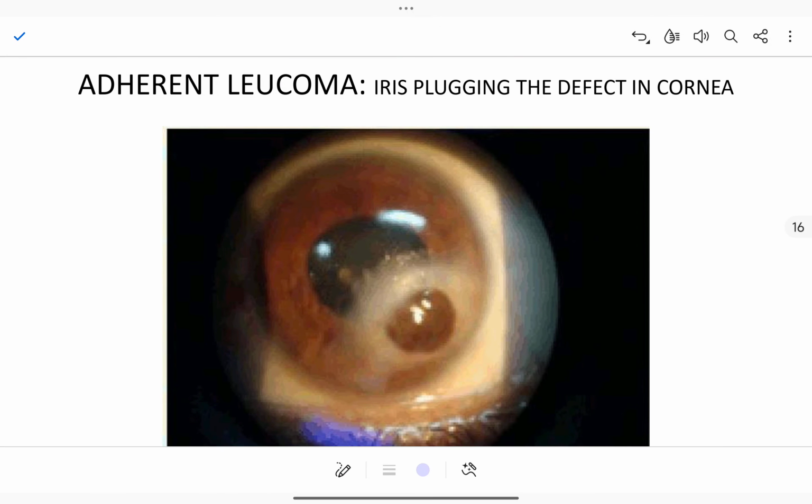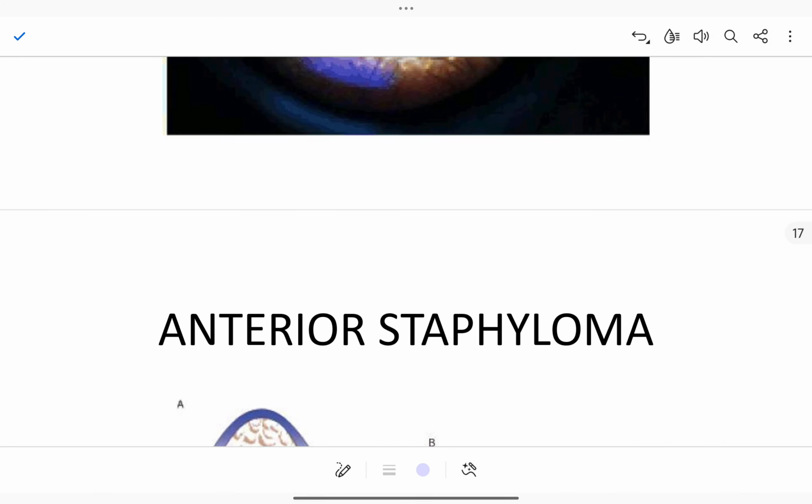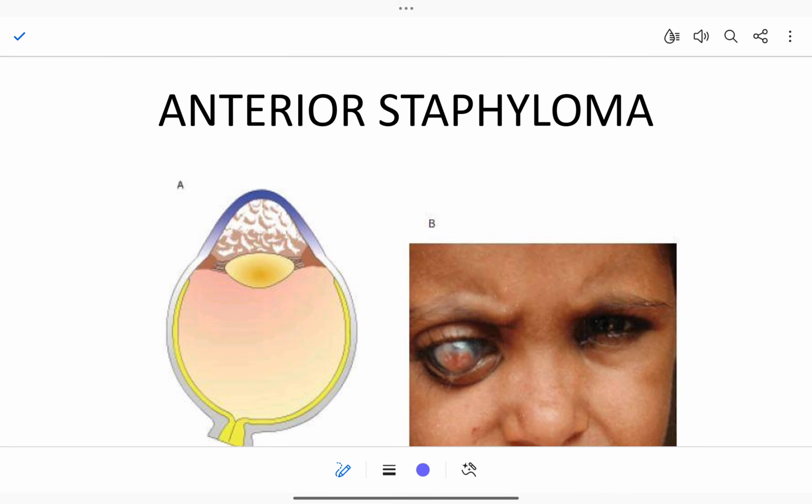This is called adherent leucoma, iris plugging the defect in cornea. This is called anterior staphyloma.